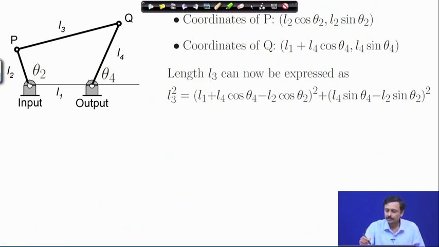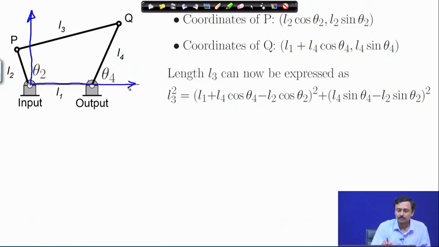Let me draw the coordinate system that I choose. So, theta 2 is, as is clear, this angle, theta 4 is this angle, and we can also have theta 3 as a byproduct of the calculation. But we are primarily interested in finding a relation between theta 2 and theta 4. That means, given theta 2, what is theta 4?